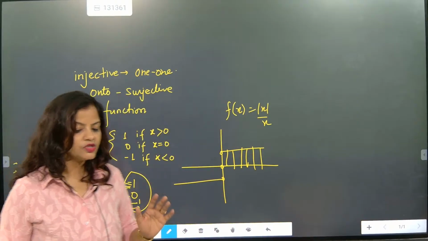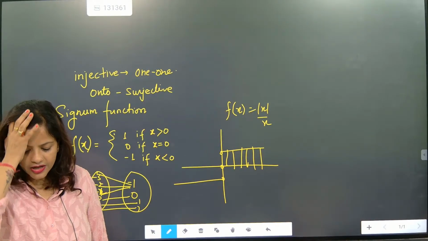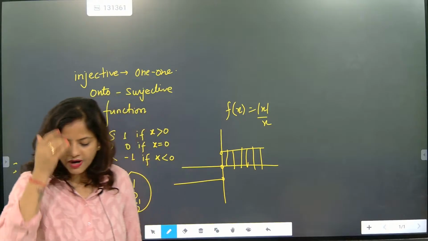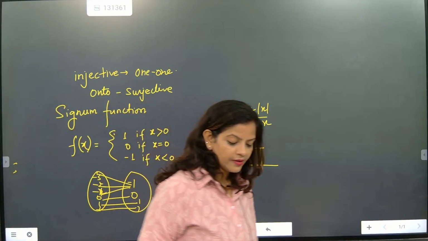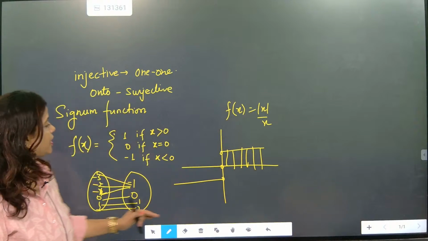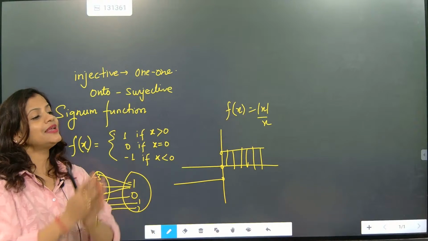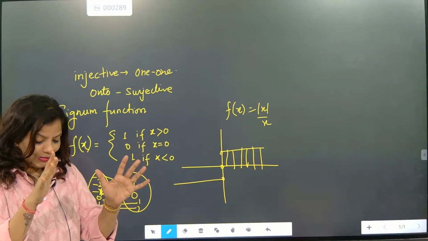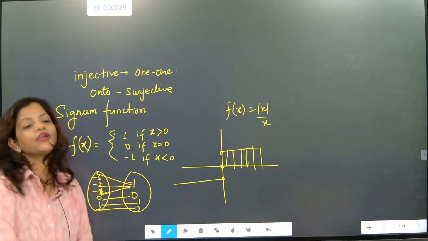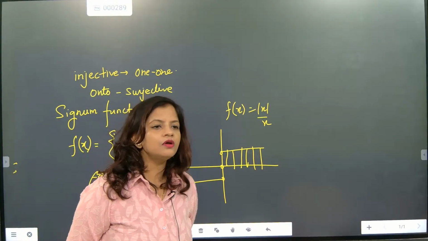I hope everybody understood. Matesh, are you ready? So these are some of the things you must remember. Surjective, injective, different parts are there. So this is the surjective part, this is the injective part. Whenever somebody asks you about the signum function, you can say that the signum function is neither one-one nor onto.